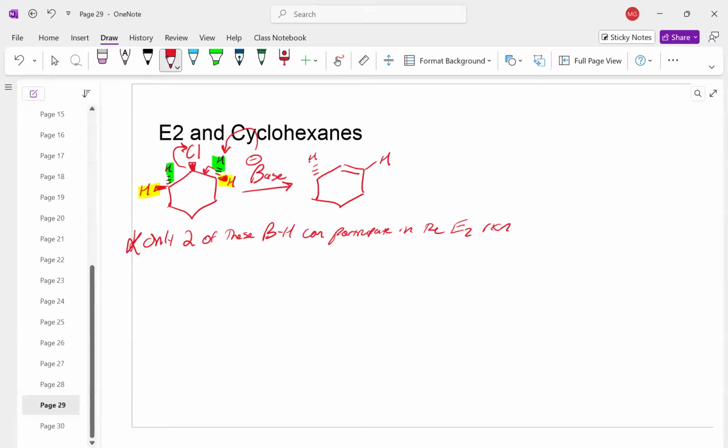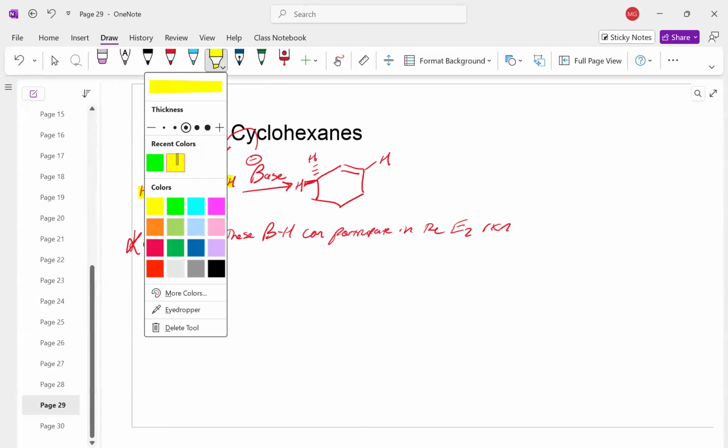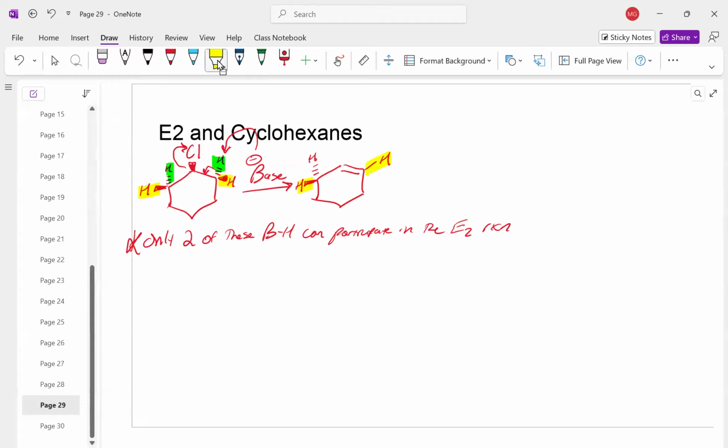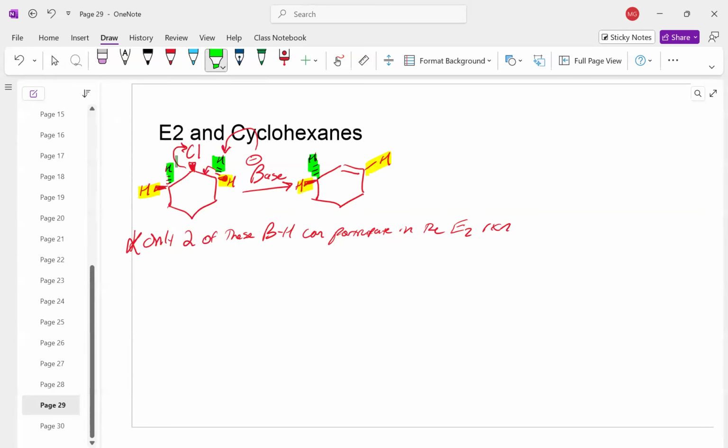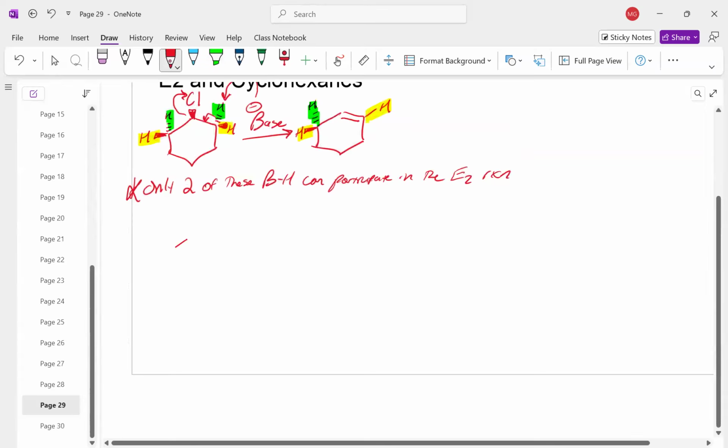So I could have pulled off that one with that dashed wedge, or I could have pulled off the one on the other side. It doesn't matter which one, I would have gotten the same product. But when it comes to cyclohexane, I can't just pull off any beta hydrogen. I need to make sure that the beta hydrogen I pull off is anti-periplanar to the leaving group. And here's where this really comes into play.